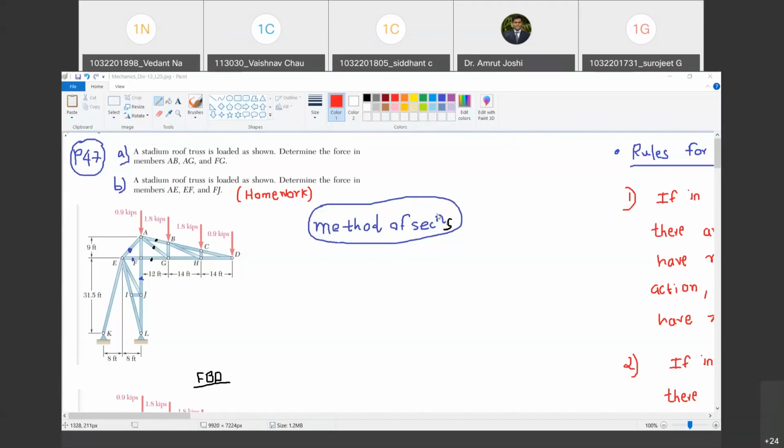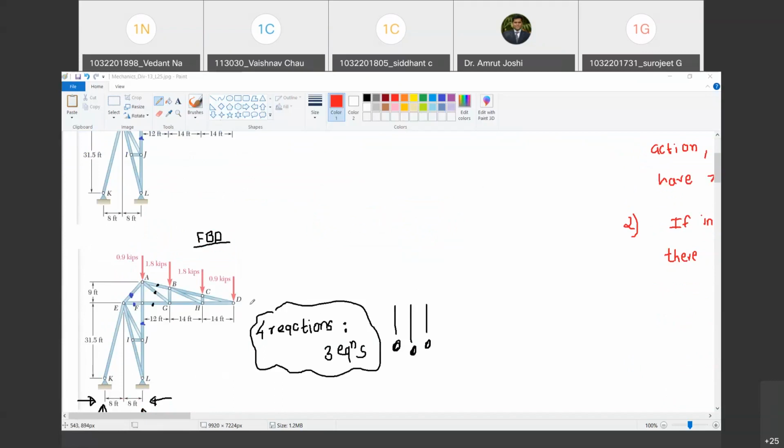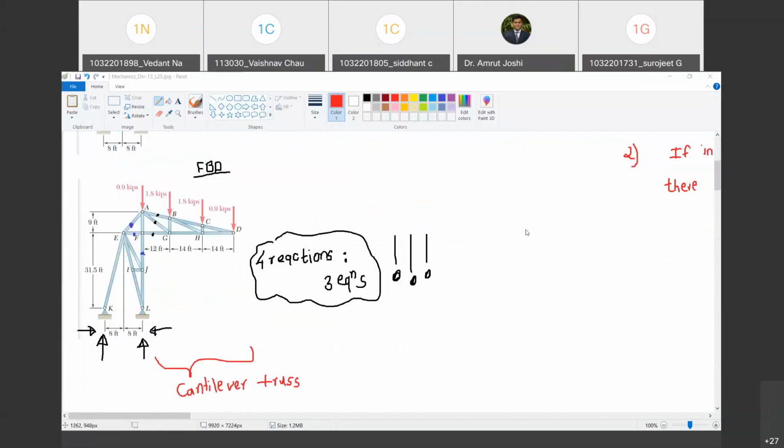Now, how are we going to tackle this problem? The first thing we are going to do, as usual, is find the reactions. Do you agree with me? Yes, sir. So how do I draw the free body diagram? In the free body diagram, this is a hinge support. This is also a hinge support. K and L both are hinge supports. Do you agree? Yes, sir.